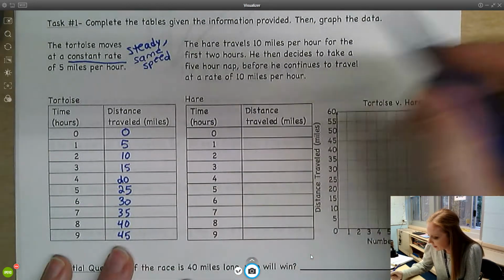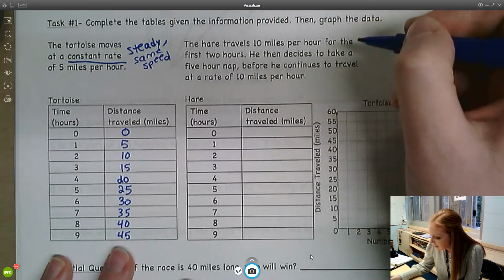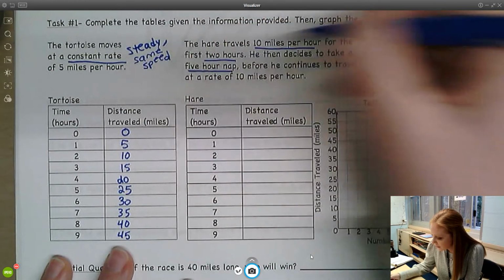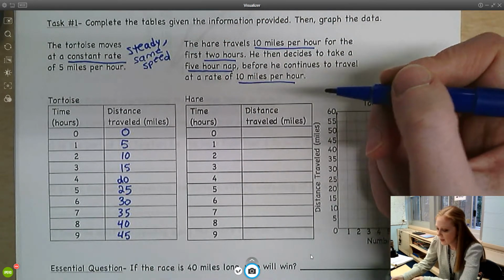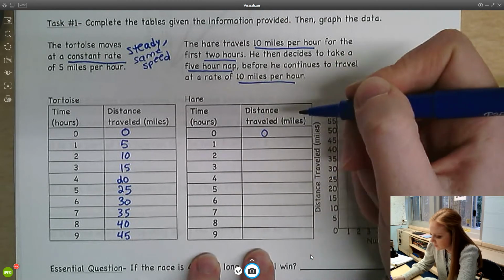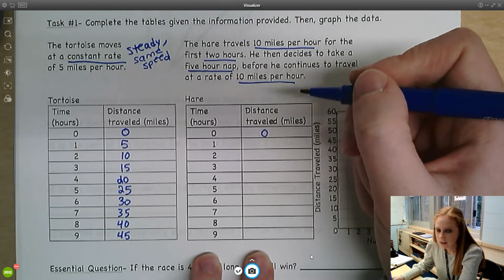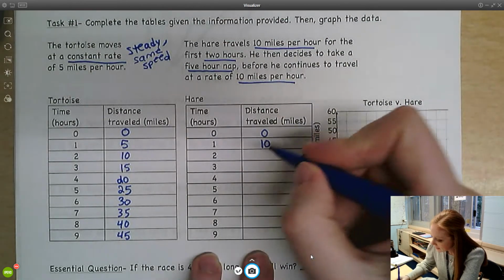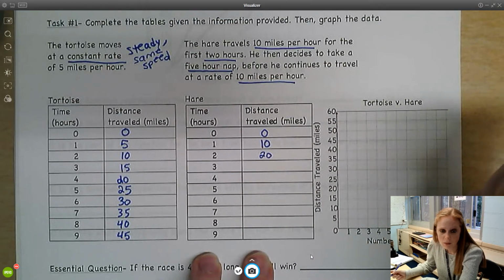Okay, the hare travels 10 miles per hour for the first 2 hours. Then he decides to take a 5-hour nap. So 10 miles per hour for the first 2 hours, then a 5-hour nap, and then he travels 10 miles per hour after that. So he also starts at 0 miles. At 0 hours, he went 0 miles. Then after 1 hour, he went 10 miles because his speed is 10 miles per hour. He's still going at 10 miles per hour after the second hour, so then he's at 20 miles.